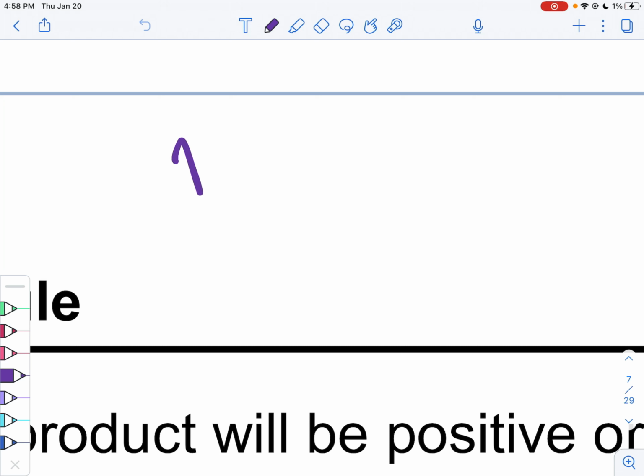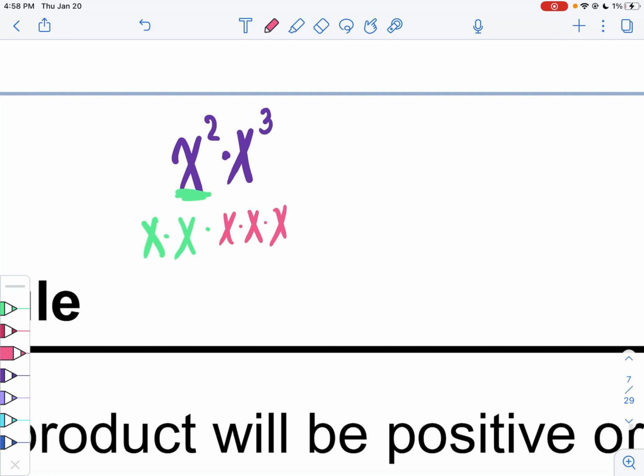So I want you to write x squared times x to the third. Now what we're going to do is rewrite x squared as x times x. We still have times, and then we have x times x times x as that x to the third power. So if we were to rewrite this with an exponent, we would have x 5 times, so we have x to the fifth, and notice this 5, that exponent, is our two exponents added together.